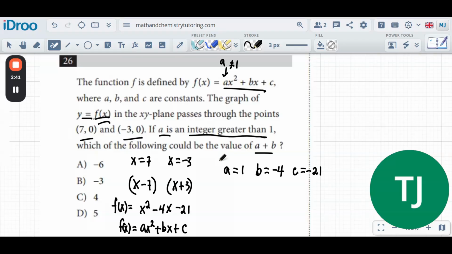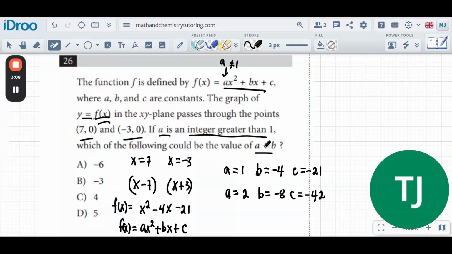Now, there is a restriction that we cannot have 1 for a. So it has to be greater than 1. So what we could do here for an easier approach is multiply everything by 2. So a multiplied by 2 would be 2. In an equation, every time you do it to one side, you do it for the rest. So b would be negative 8, and c is equal to negative 42.